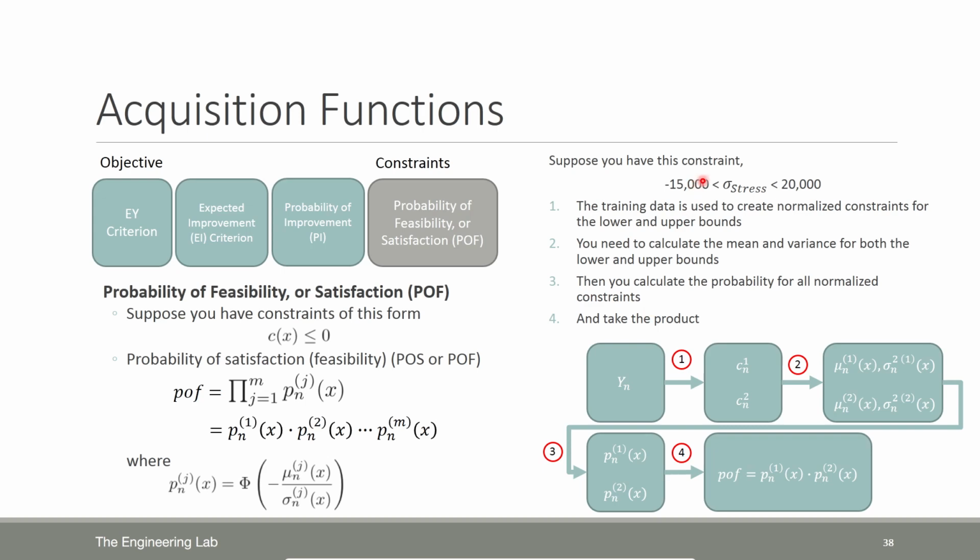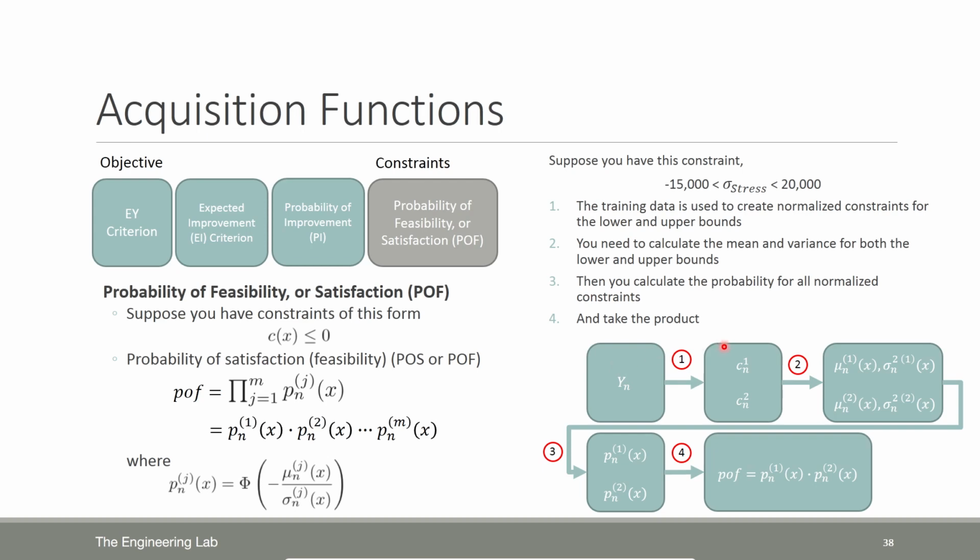Suppose you have a constraint. Here we have a stress constraint. We are saying that the stress can be between negative 15,000 and 20,000 psi or pascals, whatever your units of stress are. What you do with these stress values, you're going to run Nastran multiple times. You're going to have multiple values of the stress, one for each training point. You're going to take all of these stress values that are in your units, psi, megapascals.